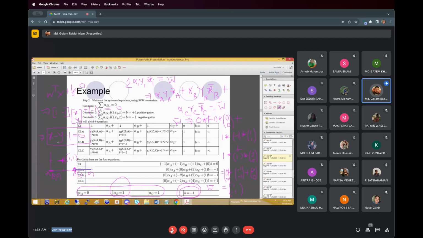Then how can we draw our hyperplane? Consider at first that y equals 0. If y equals 0, then in this equation, if we put 0 for y, we can see x minus 1 equals 0 in that case. That means x equals 1.